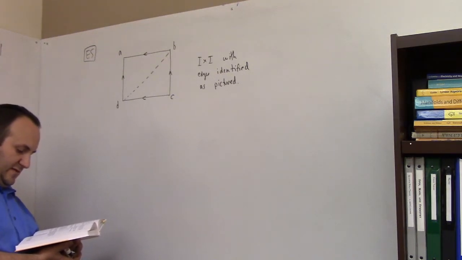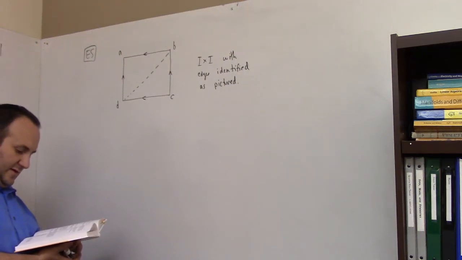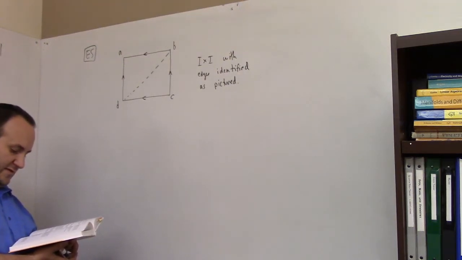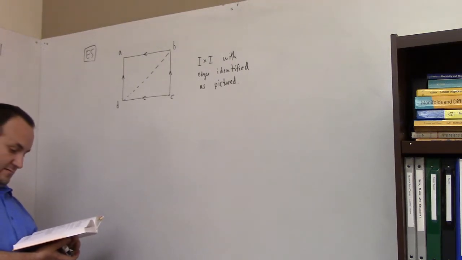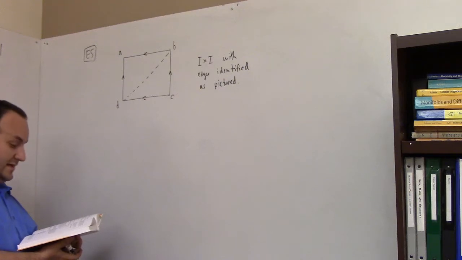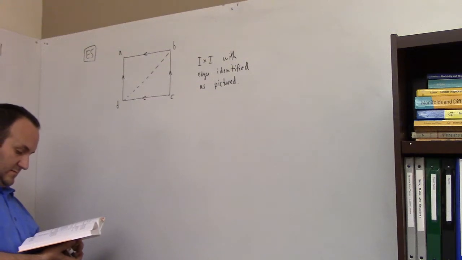He says a triangularization of I cross I, the insertion of the diagonal BD, may not give a triangularization of the torus because after the identification, the two distinct triangles, the two simplexes, ABD and BCD, have the same vertex set.